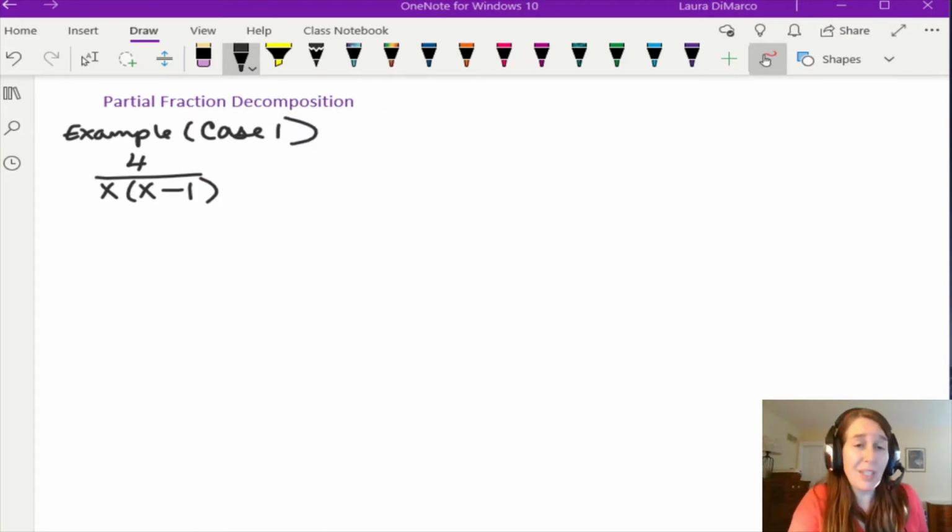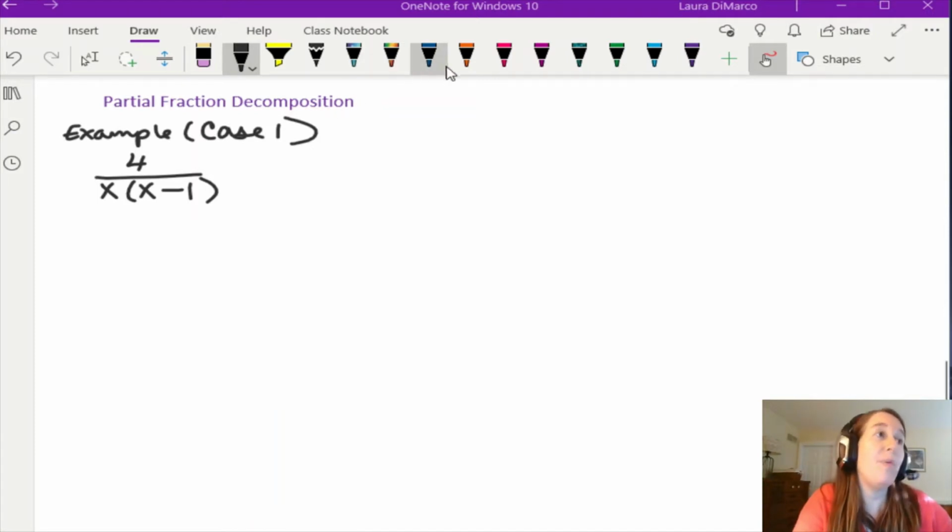So the second example of case 1 is 4 over x times x minus 1. If you can remember what case 1 meant, it was that the denominator was made up of non-repeating linear factors. So they're not repeating because one is x and the other is x minus 1, and they're linear because it's a single x, right?